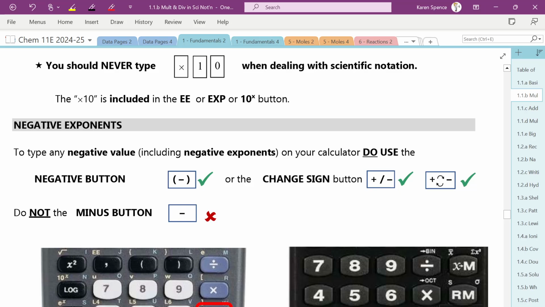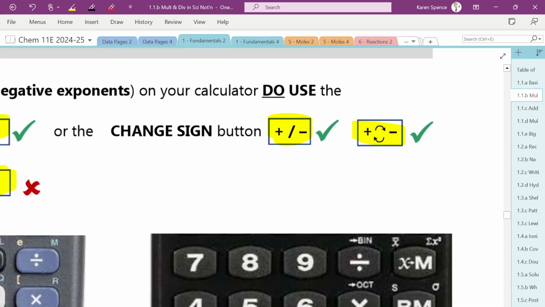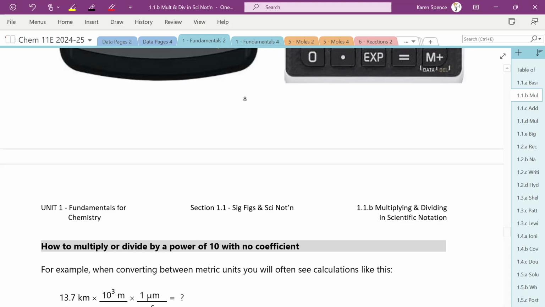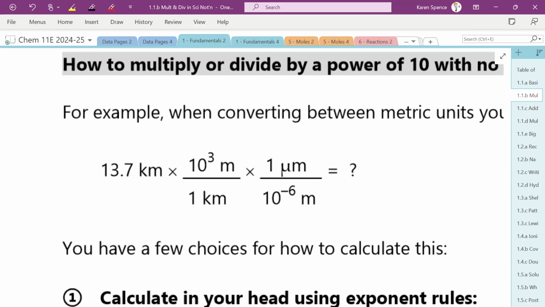Oh yeah, here's where I went into don't use the minus button, use the plus minus. Sometimes there'll be like a little switchy over key, but you just want to make it negative. You don't want to subtract it. Is there anything else in here? Ah, yes. So you remember that.